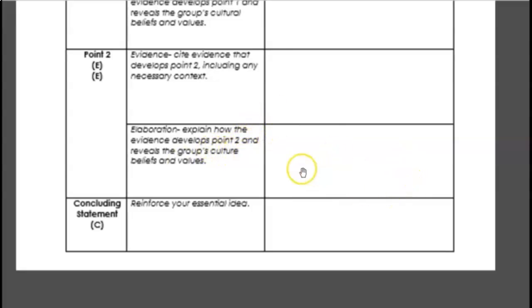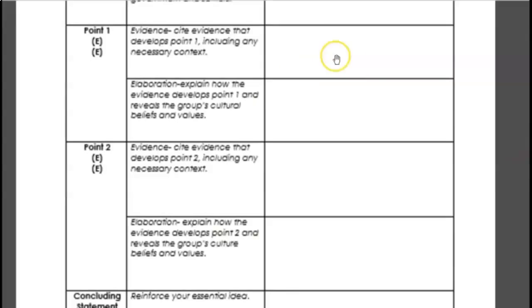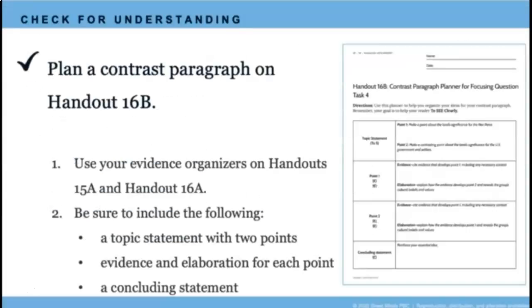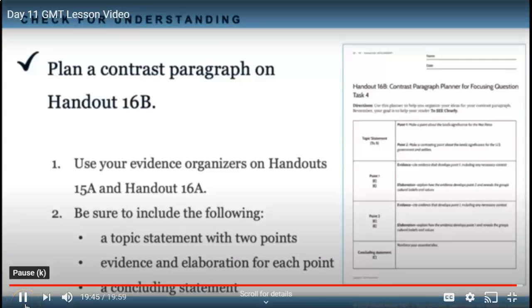Okay, so point 1 will be the Nez Perce, what it means to the Nez Perce, and cite evidence. Point 2 will be what it means to the U.S. government, and then your concluding statement reinforces the essential idea. Make this smaller again. There we go. So remember to use your evidence organizers on handout 15A and 16A to complete this organizer on 16B. Once you're finished with this planner and have submitted it, you are done for today. Tomorrow we will write our focusing question task 4 and use your checklist to make sure we have it.